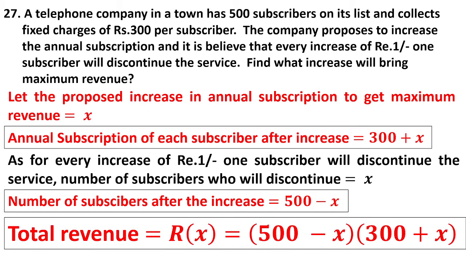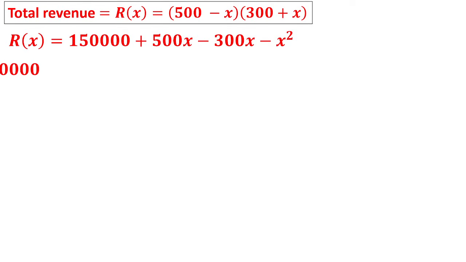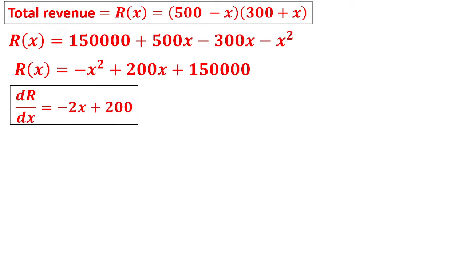Now what will be the revenue now? It is 500 minus x into 300 plus x. Normal multiplication, or I am expanding it. I am finding its first derivative. It is minus 2x plus 200.